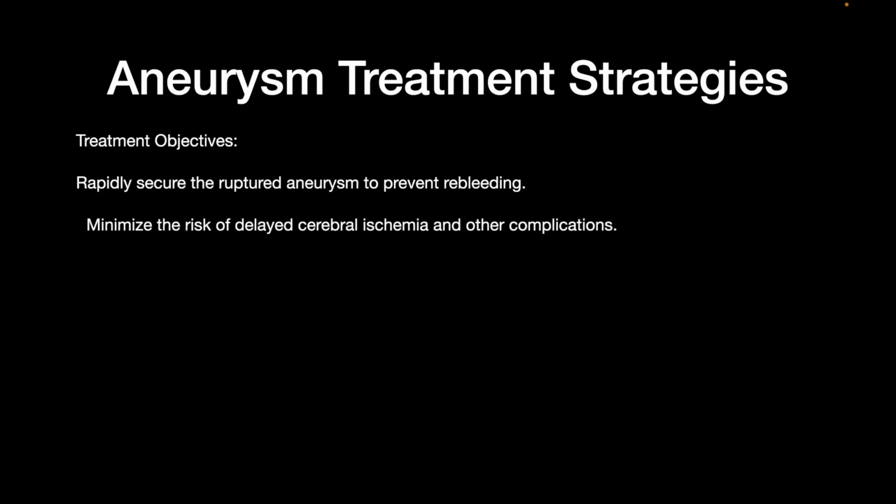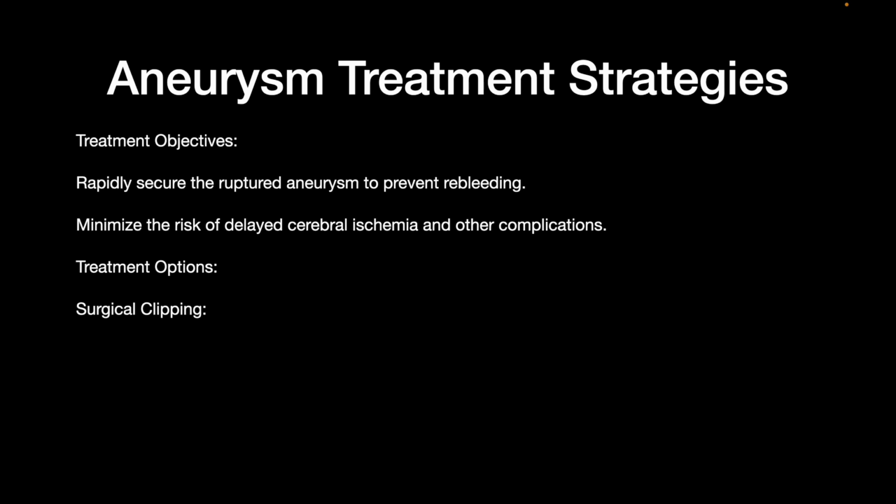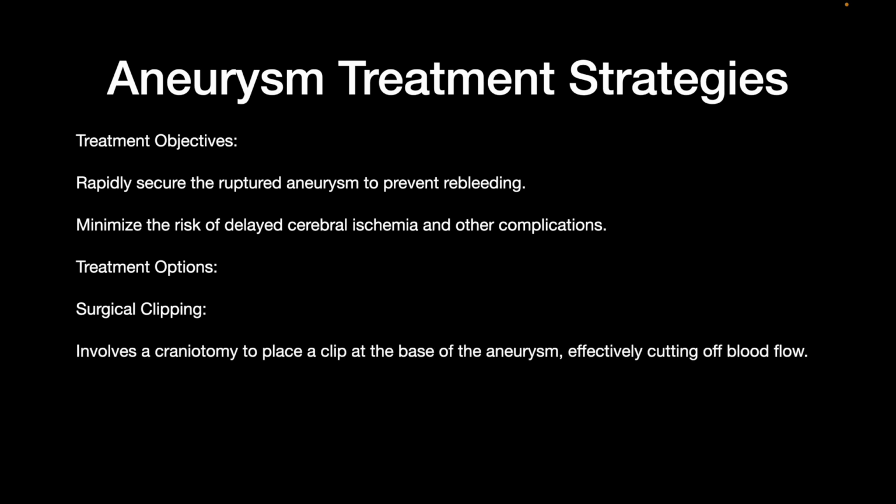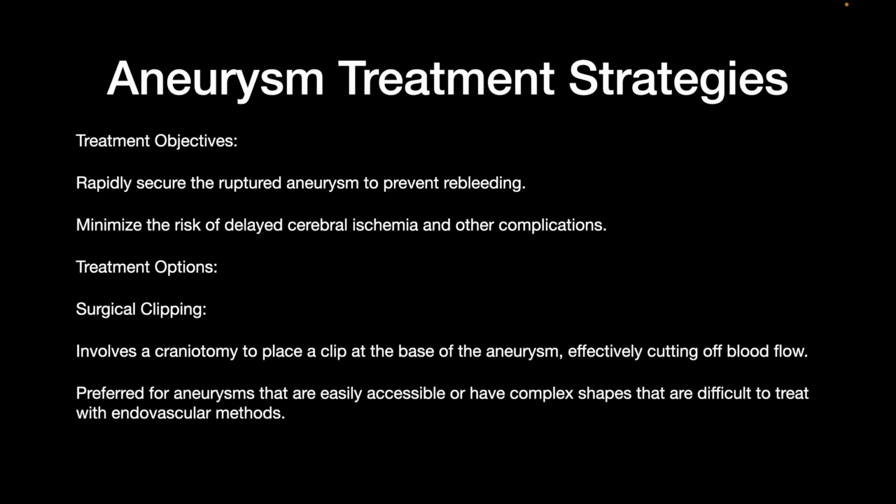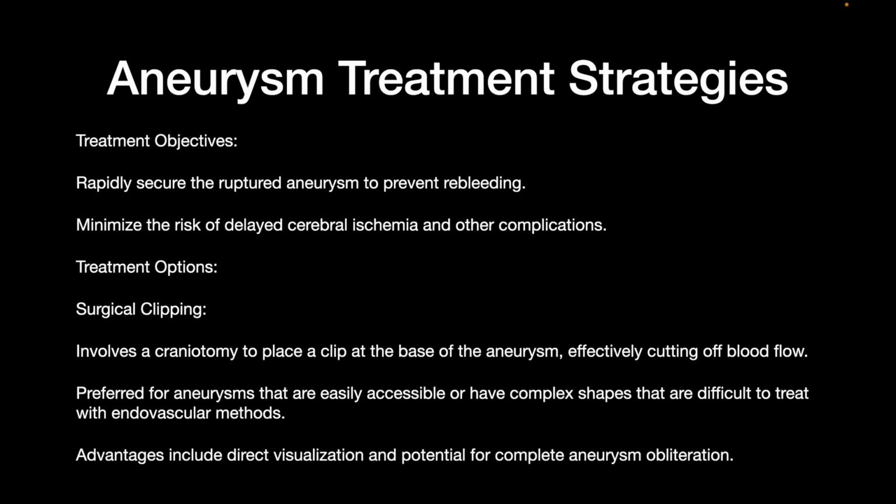Now, aneurysm treatment and strategy. The treatment objectives are to rapidly secure the ruptured aneurysm to prevent rebleeding, and minimize the risk of delayed cerebral ischemia and other complications. Treatment options are, as we have discussed, surgical clipping, which involves a craniotomy to place a clip at the base of the aneurysm. It is preferred for aneurysms that are easily accessible, or have a complex shape that is difficult to treat by endovascular route. Advantages include direct visualization, and potential for complete aneurysm obliteration.